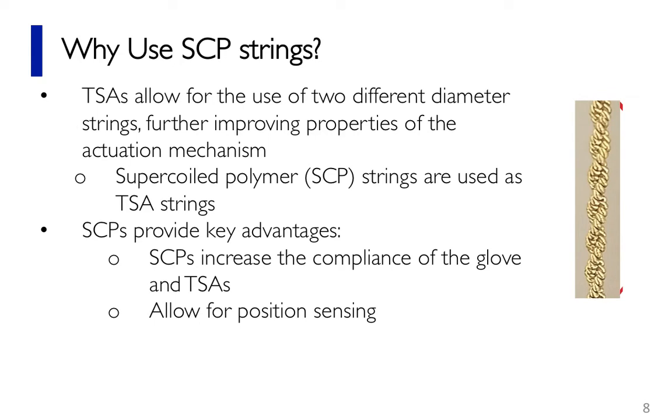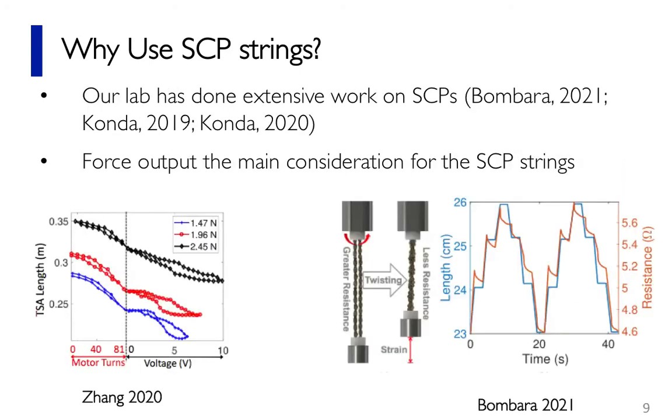When SCP strings are used in TSAs, they increase the compliance of the TSA mechanism. In addition, since they are conductive, the SCP strings allow for position sensing. The SCP strings were chosen for use due to the extensive work that our group has done in this area. Some of our past work has investigated how the actuation range of the SCP strings can be increased by applying rotations in addition to voltage actuation. In addition, a transient model was developed for the self-sensing of these SCP strings.